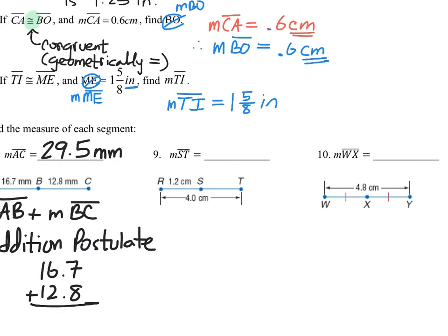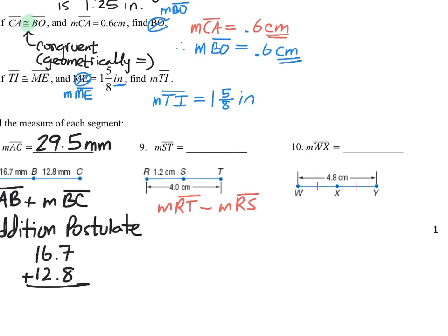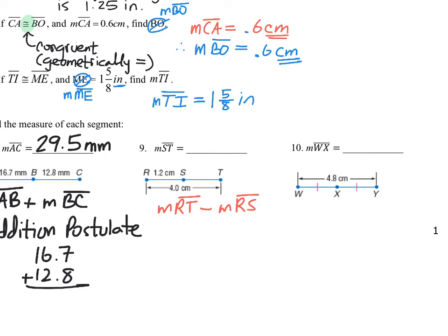Right. The next one, we start off with the 4.0. That's the whole distance. Part of it's 1.2. The other part is what I'm looking for. So what I'm going to do here is I'm going to take the measure, I'll do that in a different color, actually, the measure of RT and subtract from it the measure of RS. And what do you think the name is of that postulate? Subtraction.